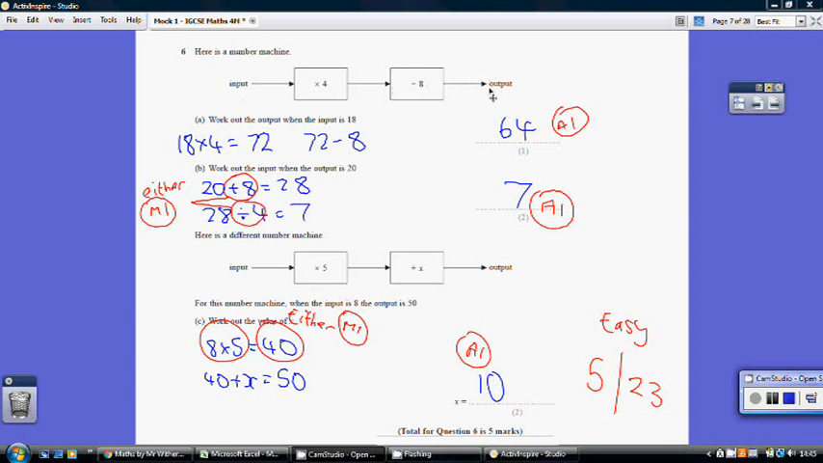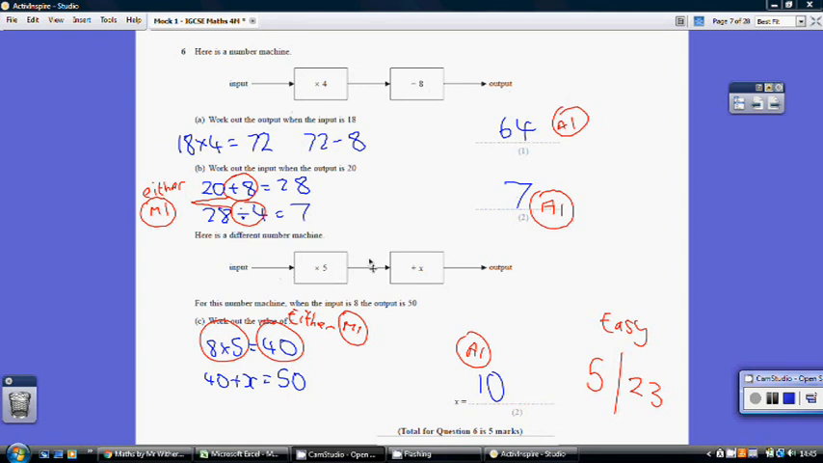So the first thing we do to our 20 is add 8 to it, giving us 28. And then secondly, rather than times by 4, we have to divide it by 4, giving us 7. So the input is 7. We can obviously check this by just going the other way. So 7 is the input, 7 fours are 28, take away the 8, we get 20.